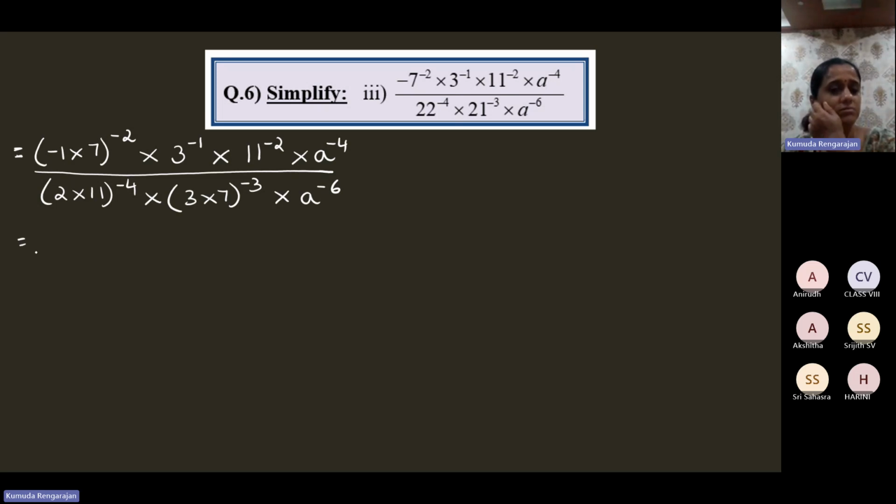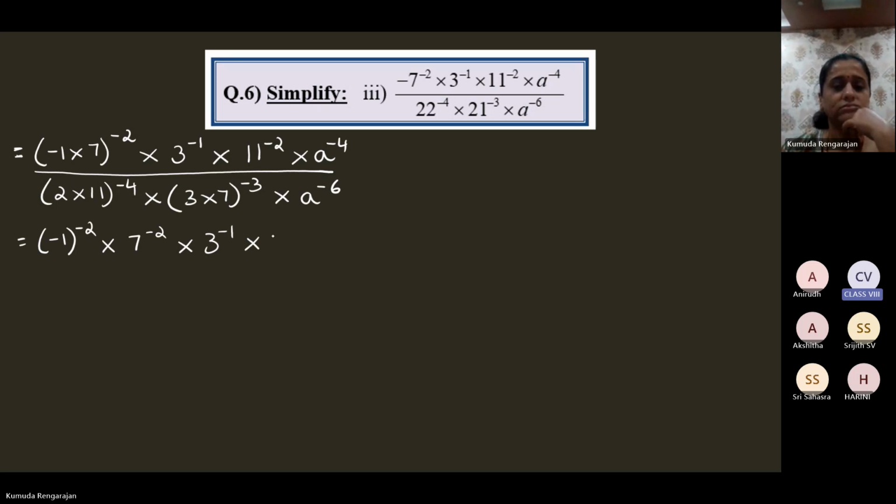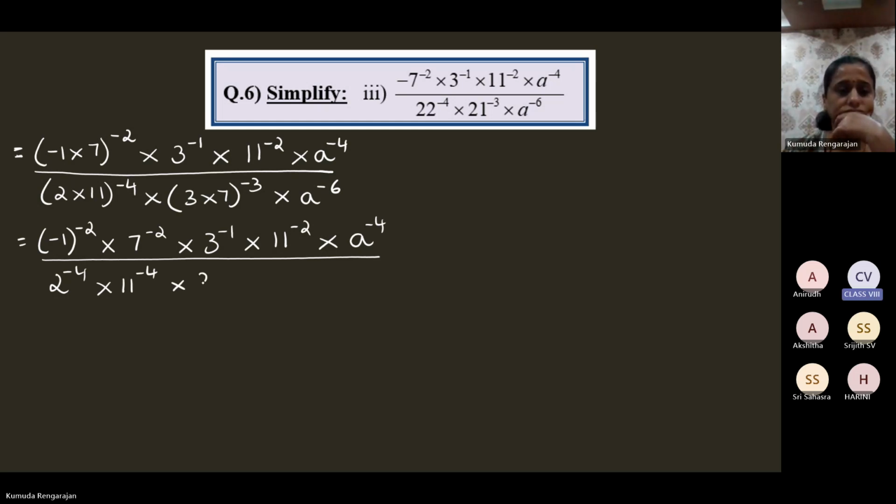Next step, Navneet. Yes, ma'am. Minus 1, bracket minus 1, raised to the power minus 2 into 7 raised to the power minus 2 into 3 raised to the power minus 1 into 11 raised to the power minus 2 into A raised to the power minus 4, by 2 raised to the power minus 4 into 11 raised to the power minus 4 into 3 raised to the power minus 3 into 7 raised to the power minus 3 into A raised to the power minus 6.